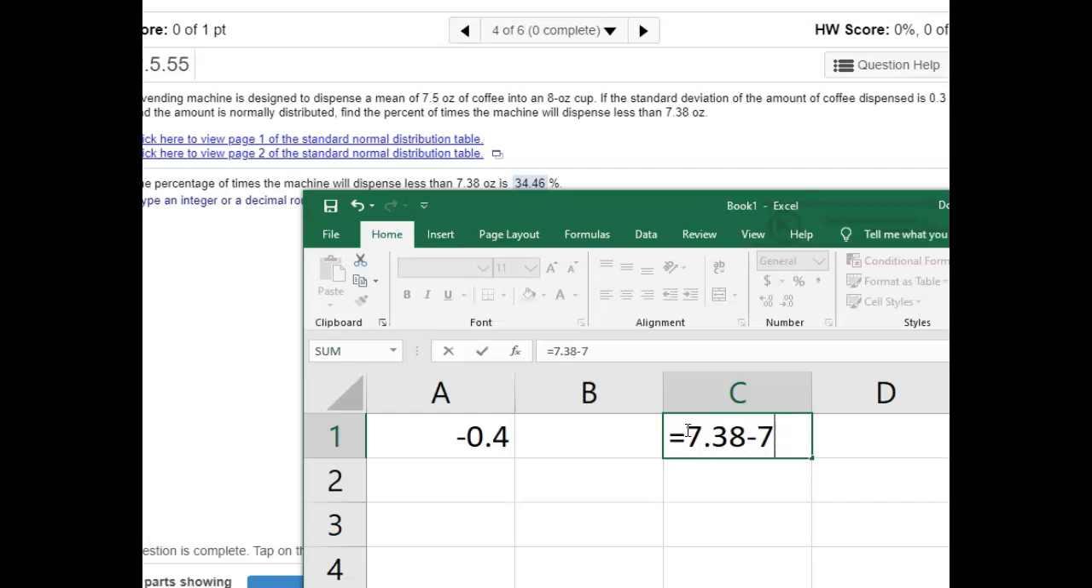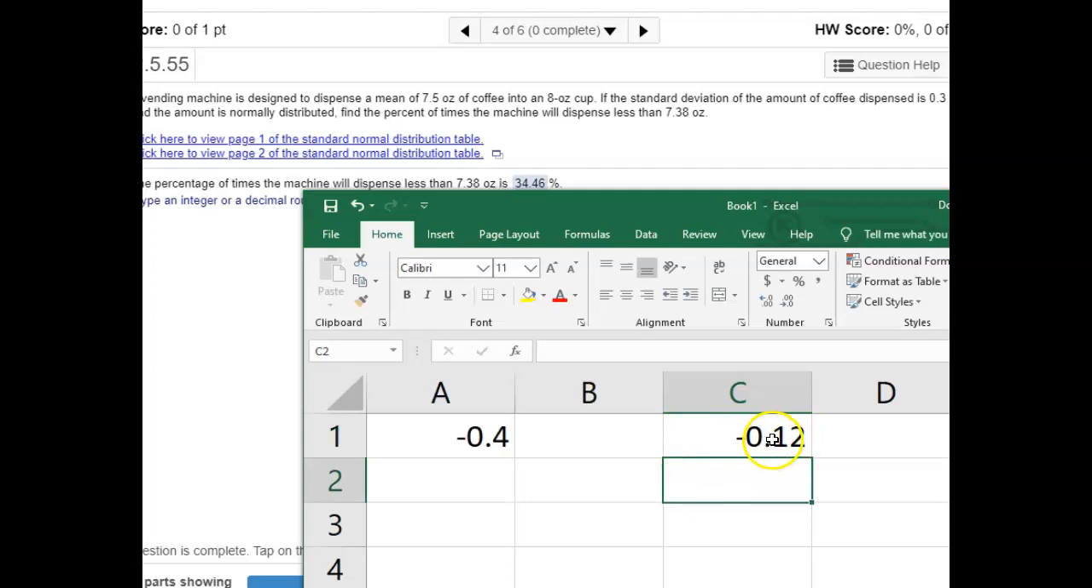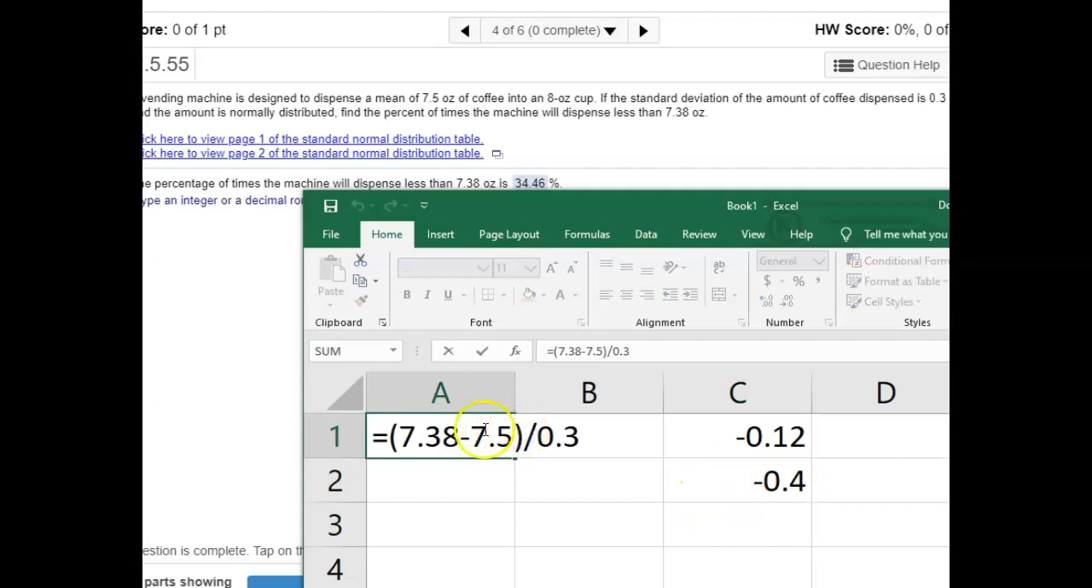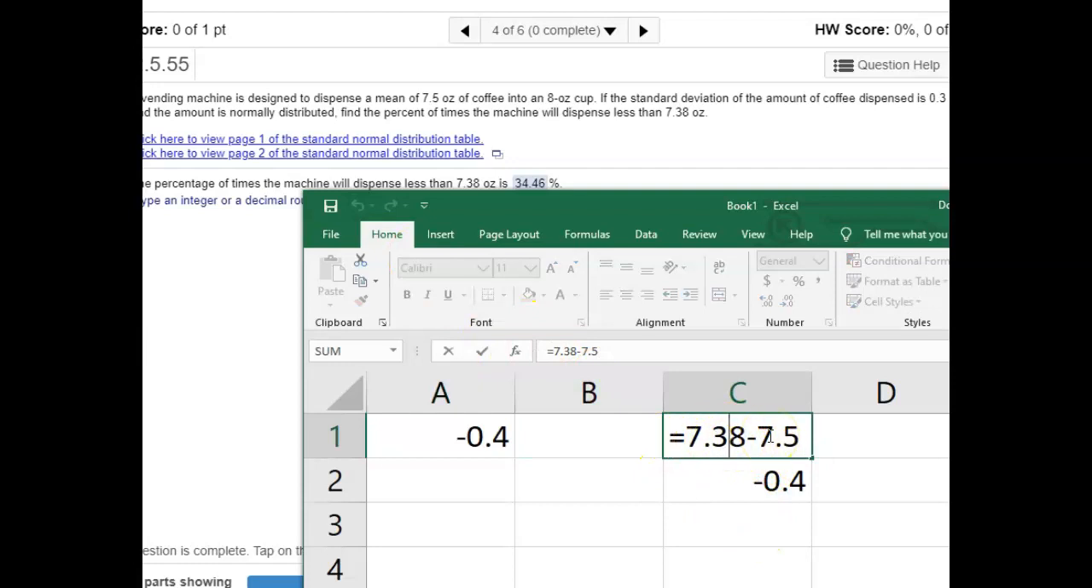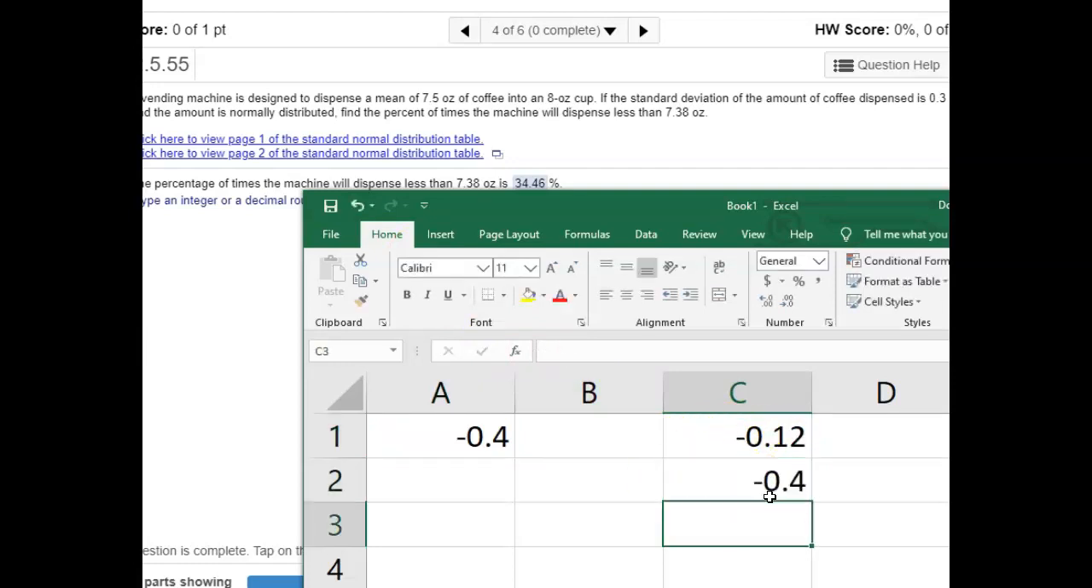So if you are trying to type it all in at once, make sure you're following the order of operations where you're taking that entire result and dividing by the standard deviation. If I would have left those parentheses off, it would have just divided that second number by 0.3 and you get a completely different solution. So you're taking the difference between your value and the mean, whatever answer that is, divided by the standard deviation. So this is my z value, my z score, it's sometimes called, for this data value, 7.38.